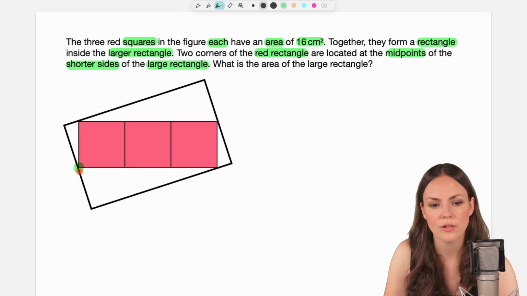So this corner here and this corner here are located at the midpoints of these shorter sides of this large rectangle. What is the area of the large rectangle?